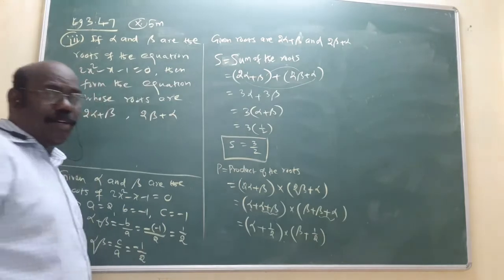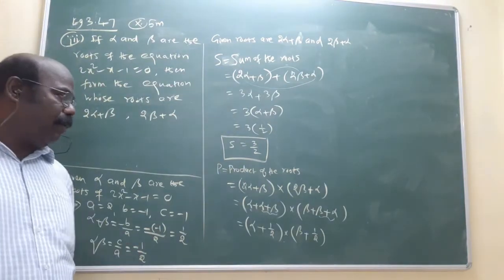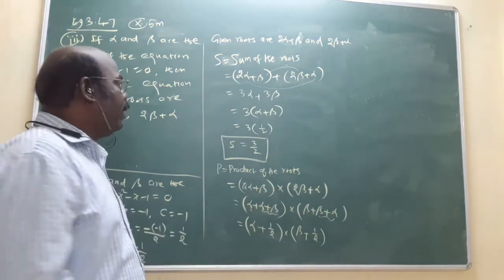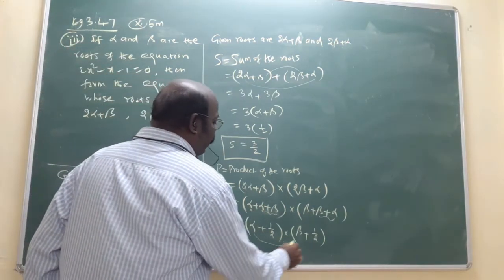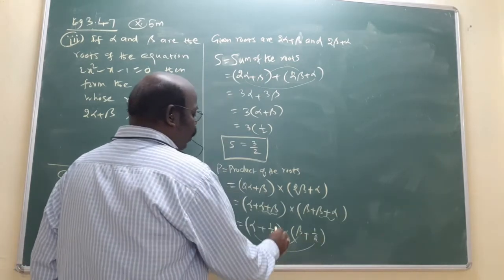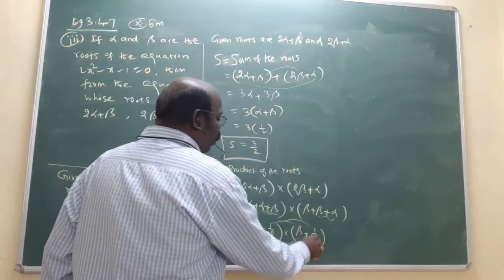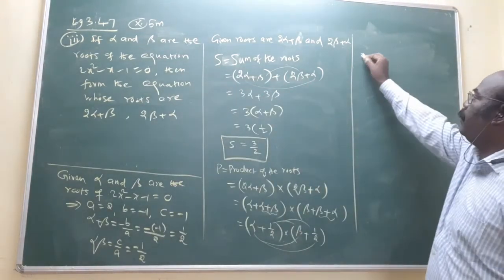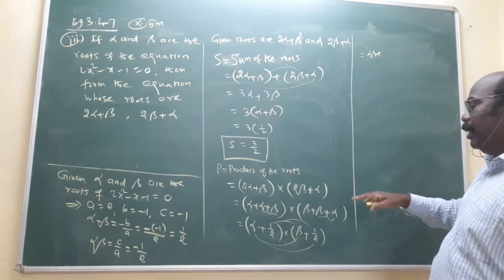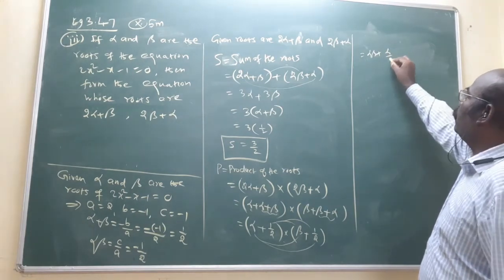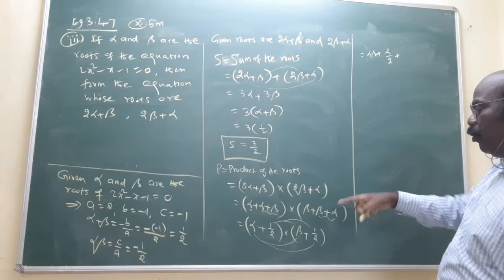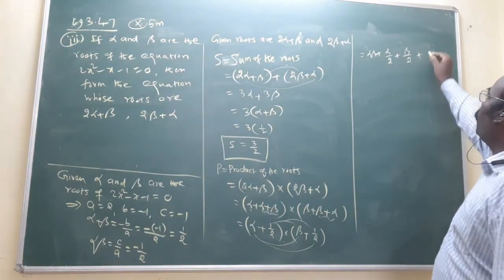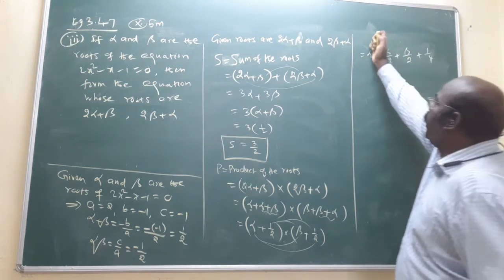Now multiply, then it's an easy value. If you directly multiply, a lengthy calculation will come, so use this small idea. Now multiply each term: alpha into beta, alpha into 1 by 2, 1 by 2 into beta, and 1 by 2 into 1 by 2. In this way, multiply. Alpha into beta, plus alpha into 1 by 2 is alpha by 2, plus 1 by 2 into beta is beta by 2, last 1 by 2 into 1 by 2 is 1 by 4. Am I right?